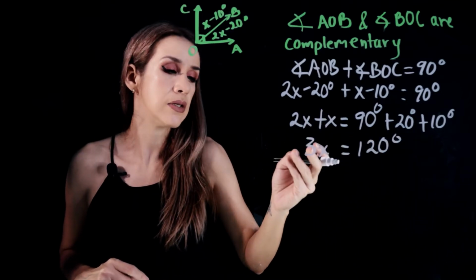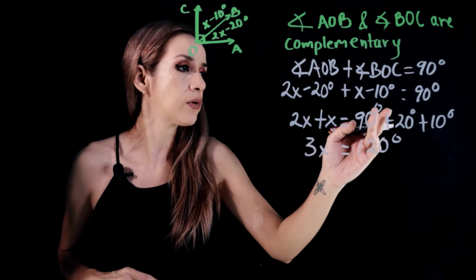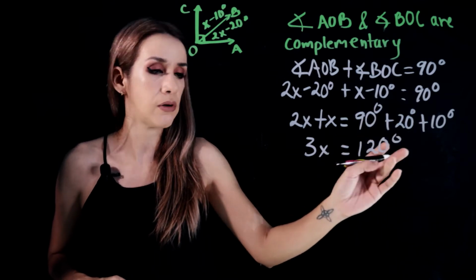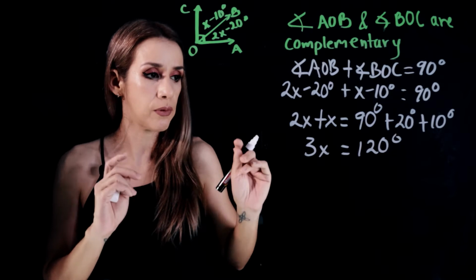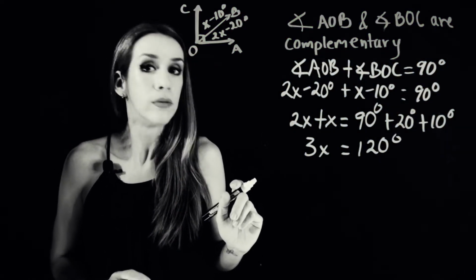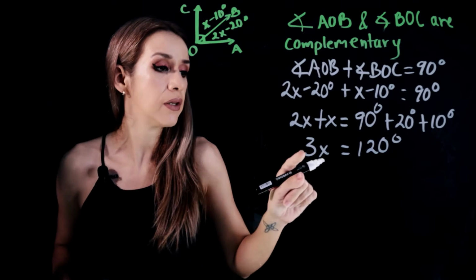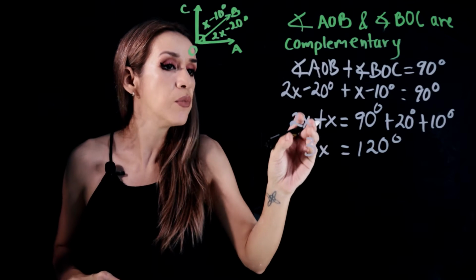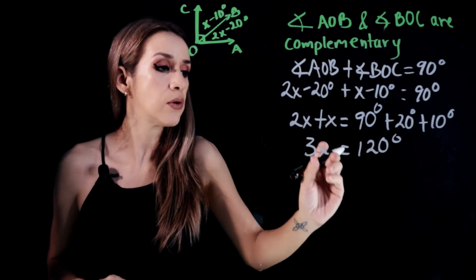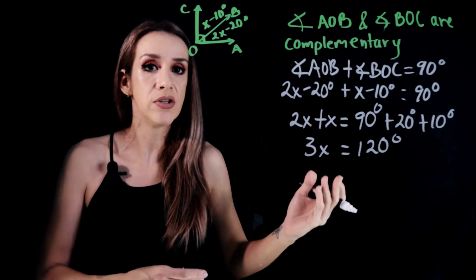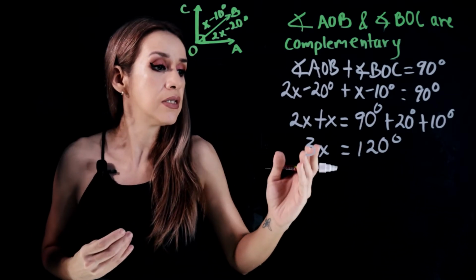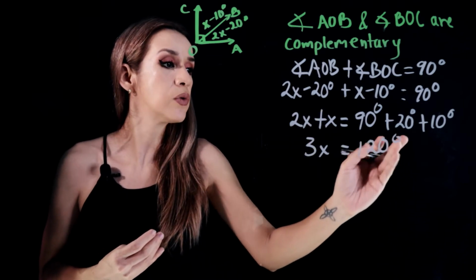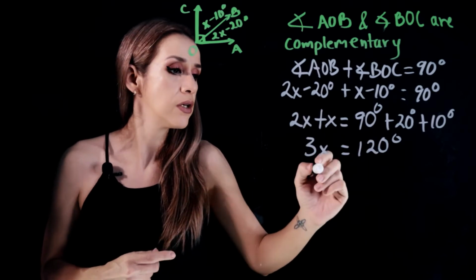2x plus 1x is the same as 3x. 90 degrees plus 20 degrees plus 10 degrees is 120 degrees. Okay, so far so good, right? Okay, let's continue. We're almost there. This number 3 right here is multiplying the x, which means that when I move it to the other side of the equation, it's going to be part of a division, because division is the opposite of the multiplication. Instead of multiplying the x on this side, it's going to divide the 120 that I have on the other side of the equation, just like this.